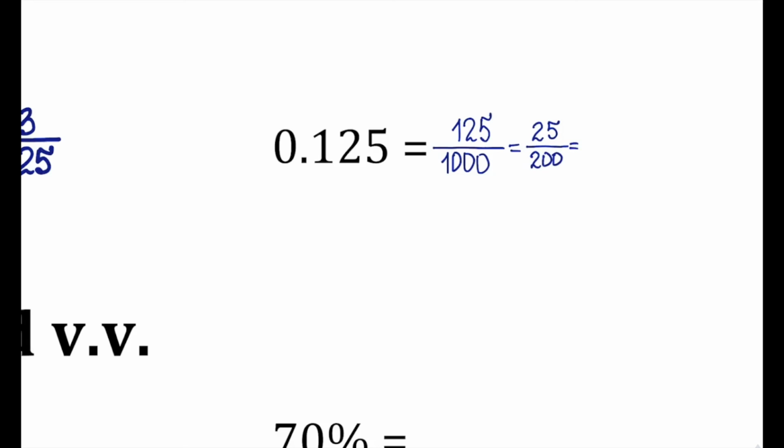I can go further and again simplify by 5. That will leave me with a 5 over 40. And simplify one more time by 5, 1 over 8. 1/8 is 125 thousandths. Magic.